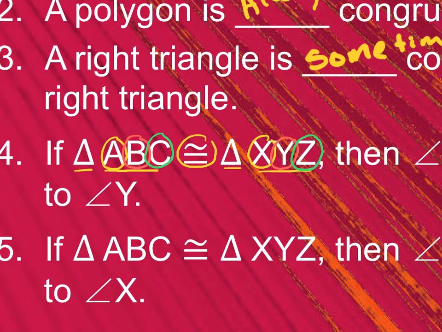Additionally, it also talks about the sides. Side AB, notice I'm putting a line over A and B, will definitely be congruent to side XY.